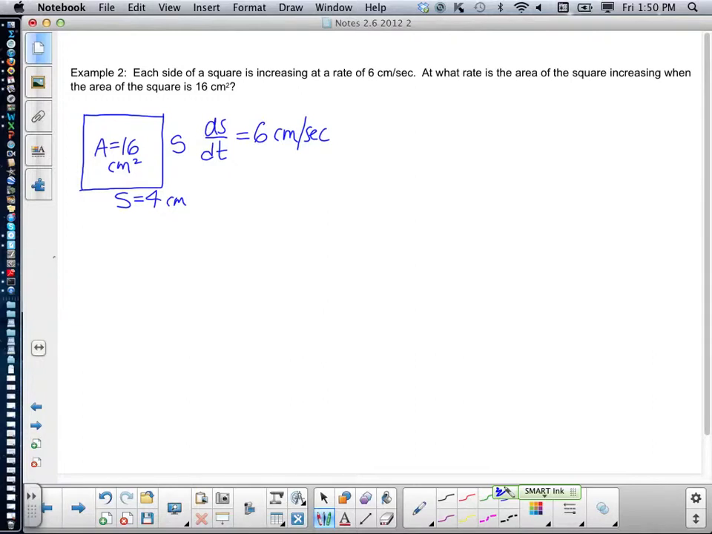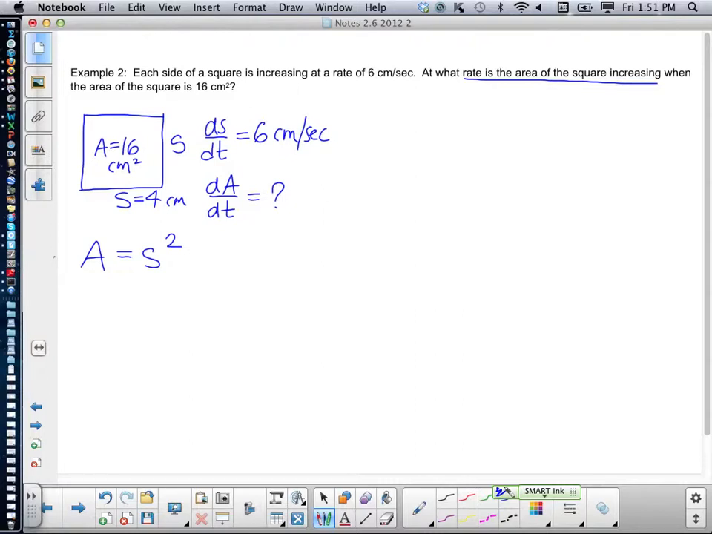We want to know at what rate is the area increasing. So what would that rate be called? dA/dt. Good. Okay. So dA/dt is what we're looking for. So we did diagram, rates, what's next? Equation, what's the equation? Area equals S squared, good. That's our equation. What comes next in DREADS? Derive, so we're going to differentiate this.